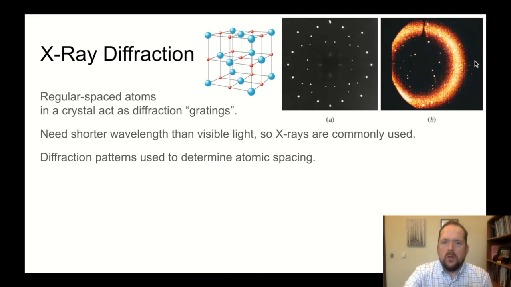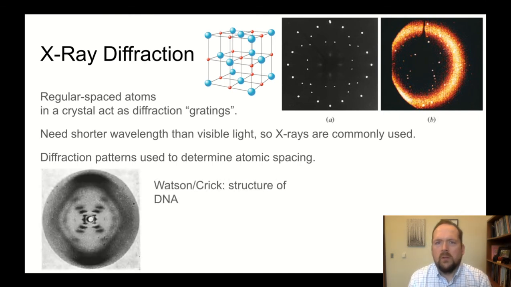And you can then observe this diffraction pattern. So these are the quote-unquote constructive interference spots that we see show up on a piece of film, where we see these bright spots. And from that, you can work backwards through the geometry to figure out, hey, this is how my crystal is arranged that I did this diffraction of.